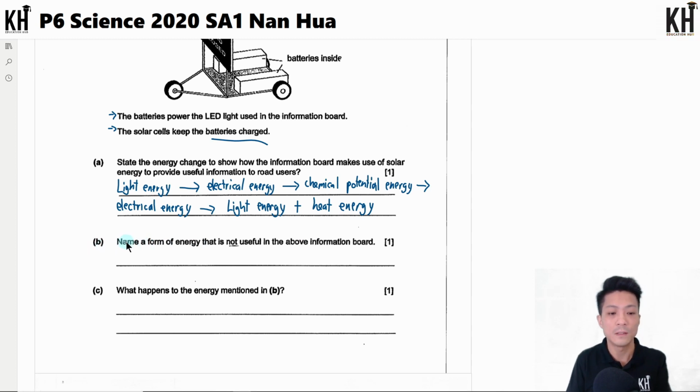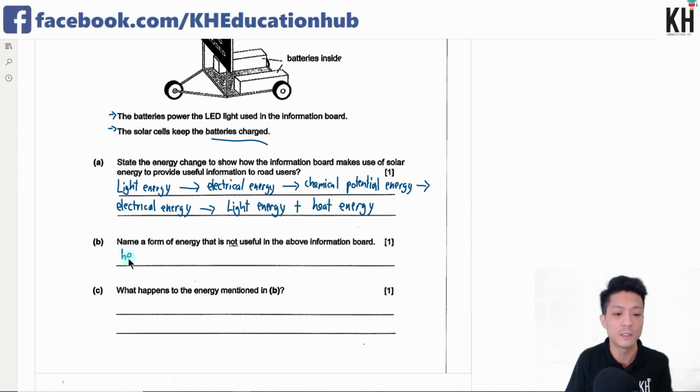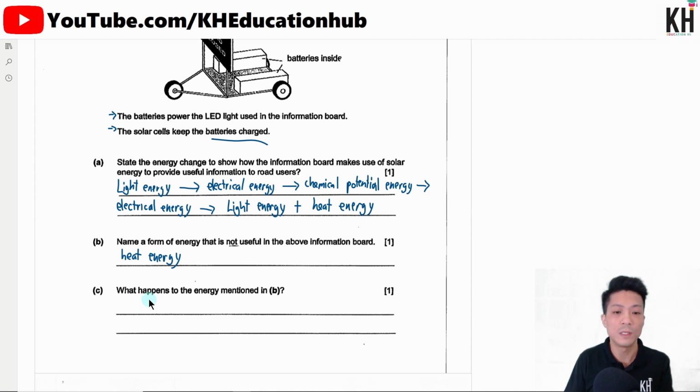Okay, for part B, name a form of energy that is not useful in the above information board. So heat energy is definitely not useful. What happens to the energy mentioned in B? So the heat energy will be lost to the surroundings.